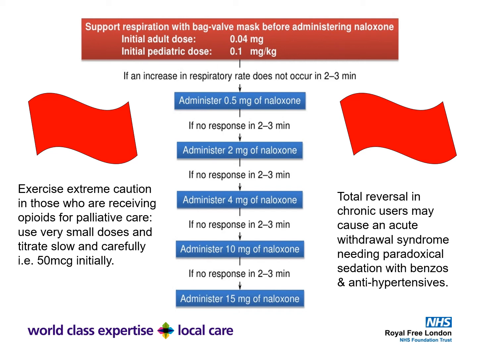So this is naloxone here. The initial adult dose is 400 micrograms, or 0.4 milligrams. This can be given in a number of ways, preferably IV if possible. And as you can see, there's a fairly rapid up-titration of naloxone, but there are a couple of red flags that I've put on this slide.